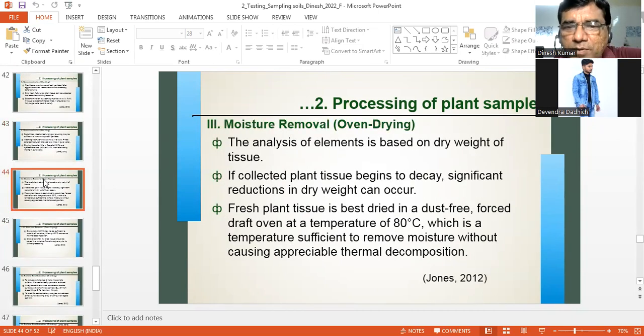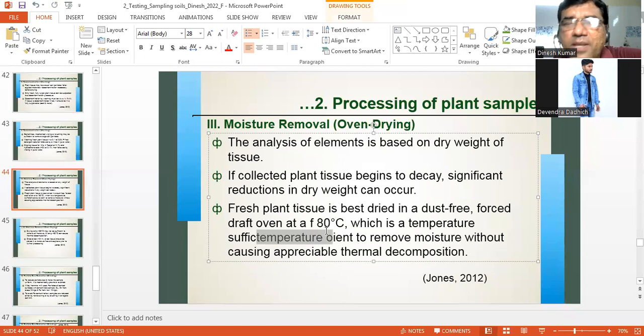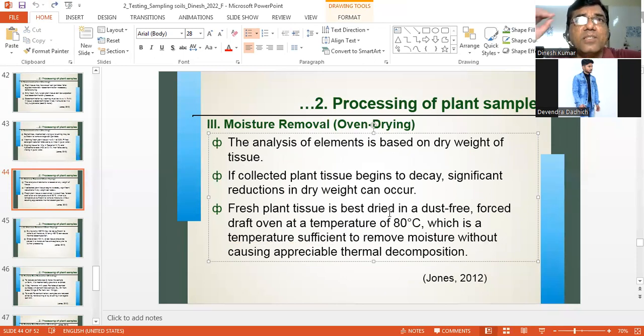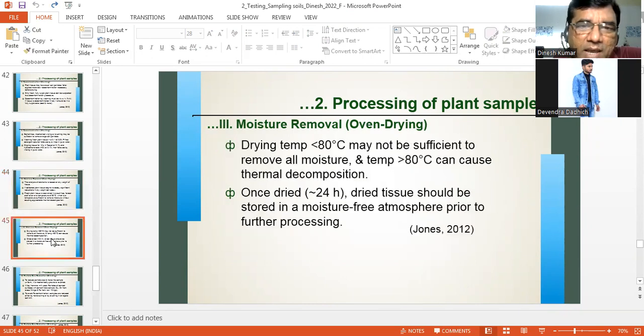And then for moisture removal, you can put it at 80 degrees centigrade until it gets constant weight. So this is, I think, not correct. I think this is 65 degrees centigrade. So please consider it as 65 degrees centigrade for 24 hours. In India, we use 65 degrees centigrade for drying the plant samples for 24 hours or till it reaches constant weight. So now drying is done.